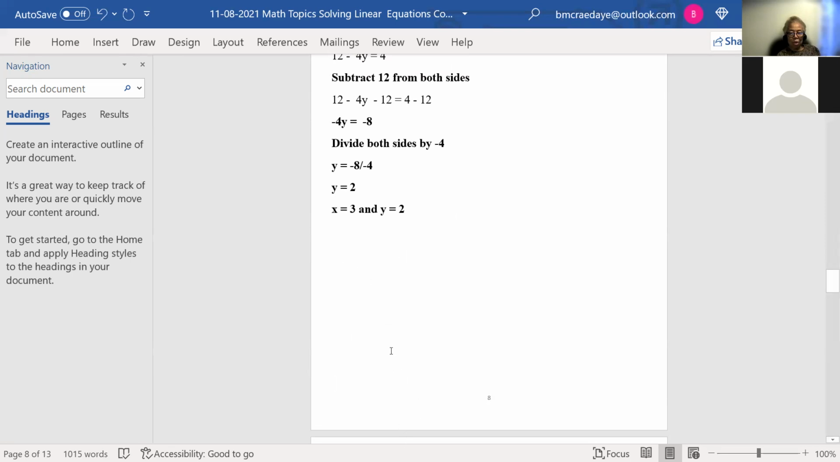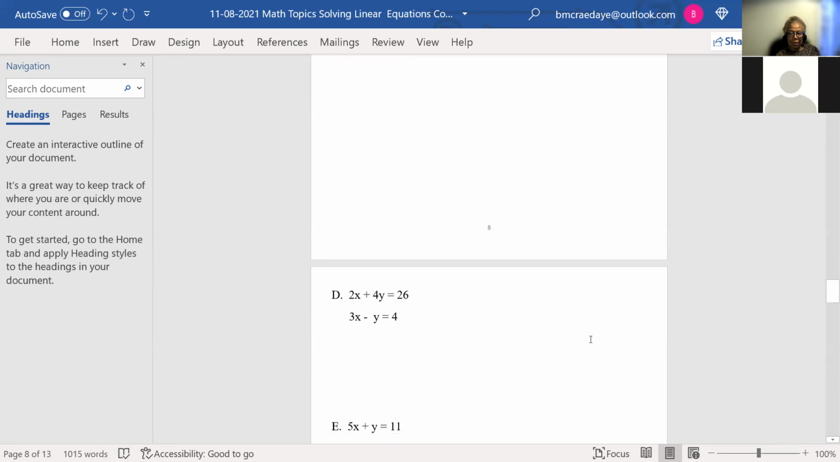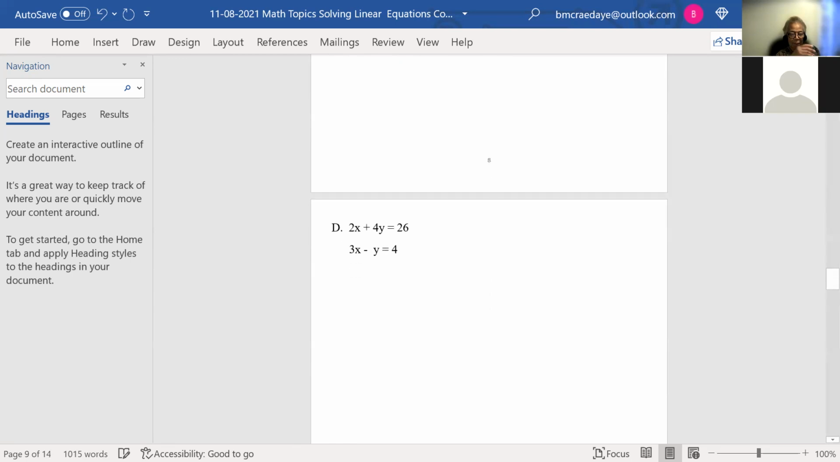Now, Maureen, we have one that doesn't have anything in common with it, right? So what would you do to this equation? 2x plus 4y equals 26 and 3x minus y equals 4. Now, there's no coefficient variable in common with these two equations, but we can make them have things in common. And how would we do that?